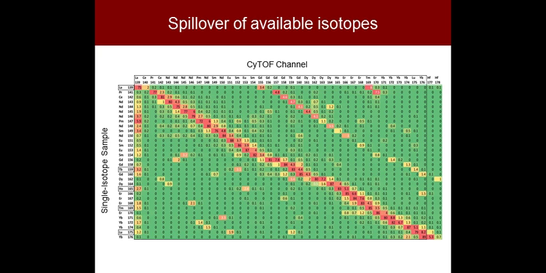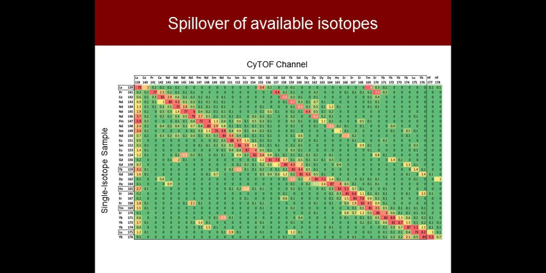Now what about spillover? Another experiment that Mike did is to look at the single isotope samples and read out how much of their signal was showing up in each of the different CyTOF channels. And so he's color-coded this, where red is highest and green is lowest. And along the diagonal, where you see that major red streak going from the upper left to the lower right, that's the signal of the primary channel. That's what we want to see. We want to see almost all of the signal in that primary channel.